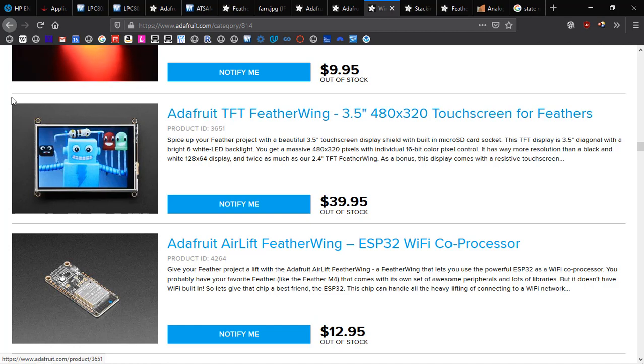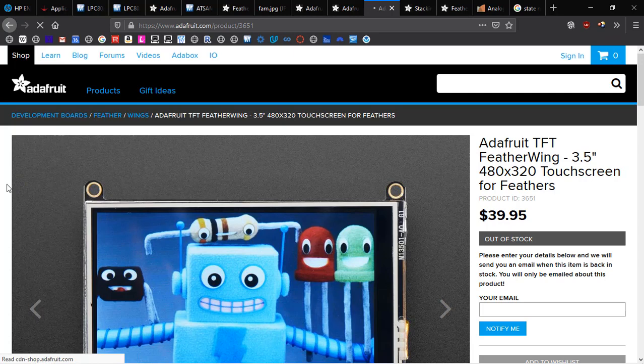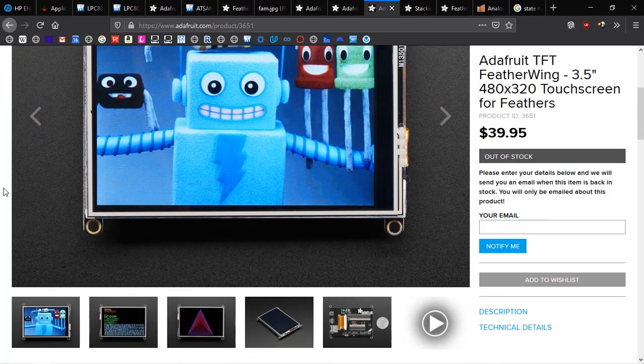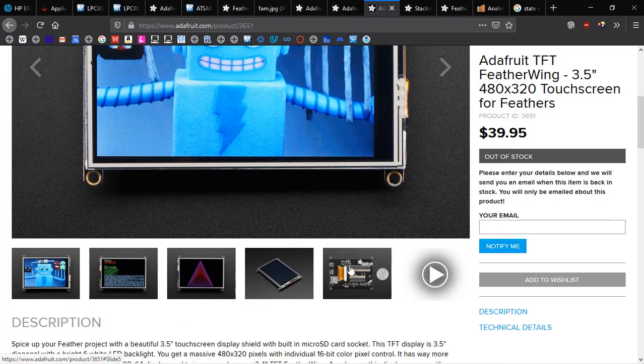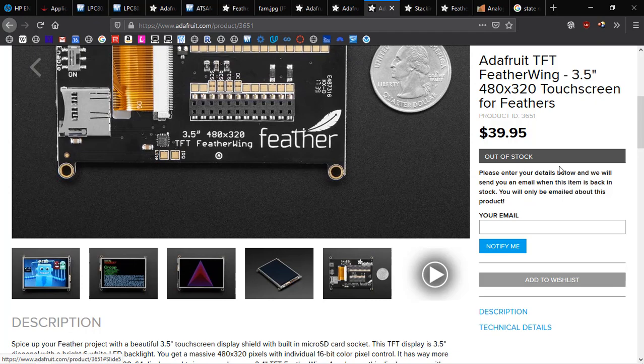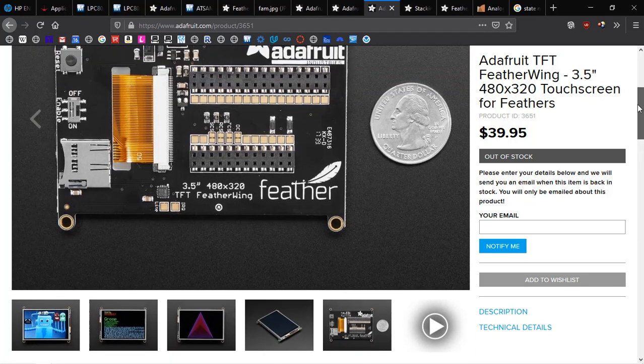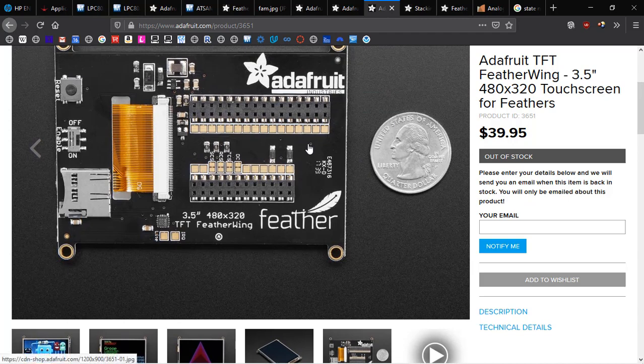This one's 3.5 inches. And so I typically say that you connect feather wings to feathers, but this is something that's so big that you actually connect the feather to it, just because it dwarfs the feather. This is a picture of the bottom. So the feather is considerably smaller than the actual device you're connecting it to.